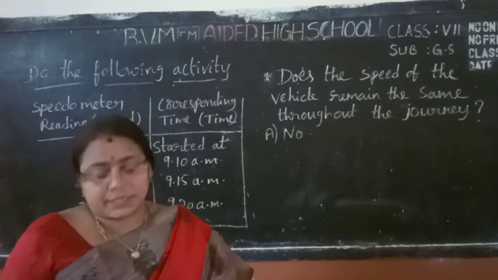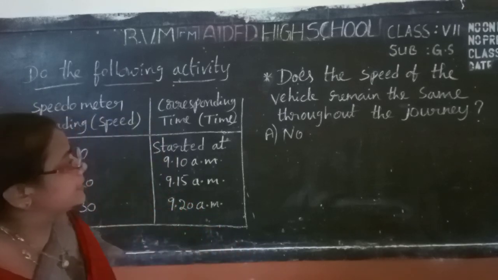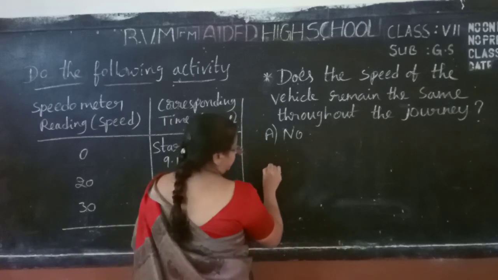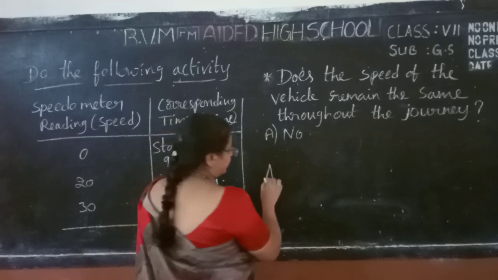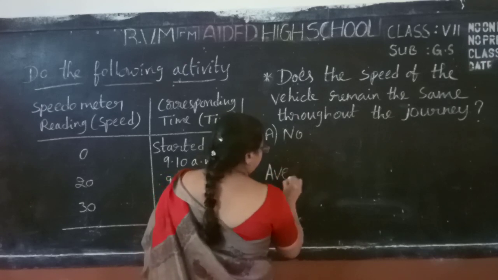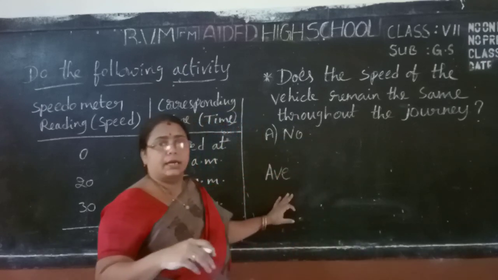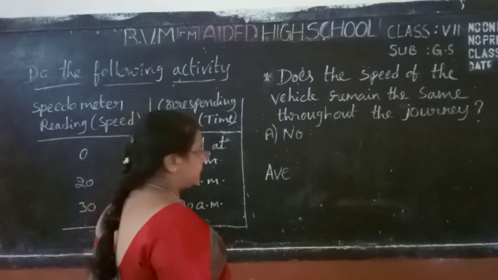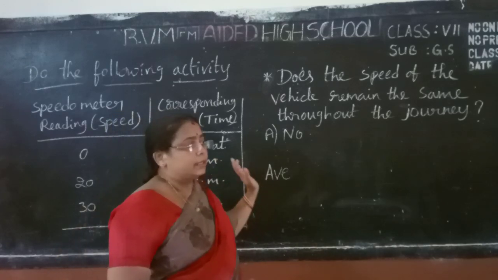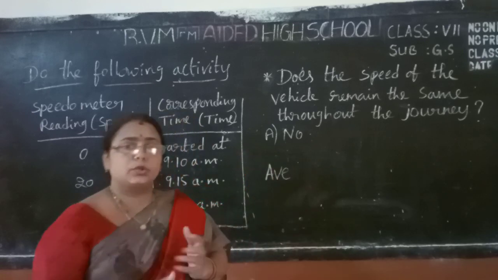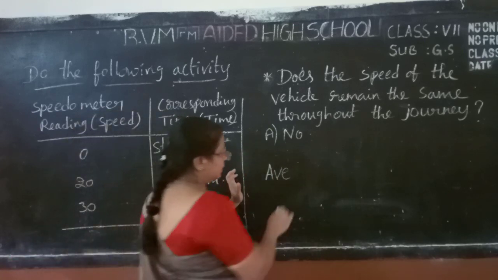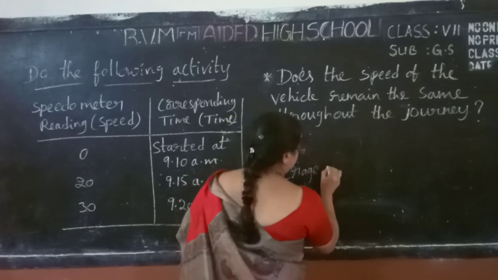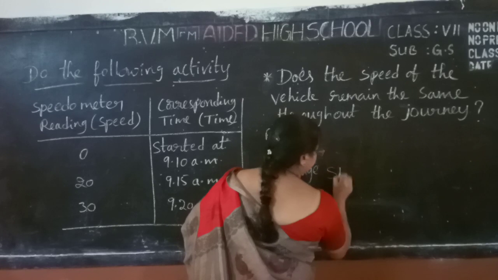To express the speed of the journey, we consider its average speed. For this, we have to learn the formula. We have to know the distance traveled by the vehicle, and also the exact time interval taken to cover the distance. Then we have to learn the formula for the average speed of the vehicle.